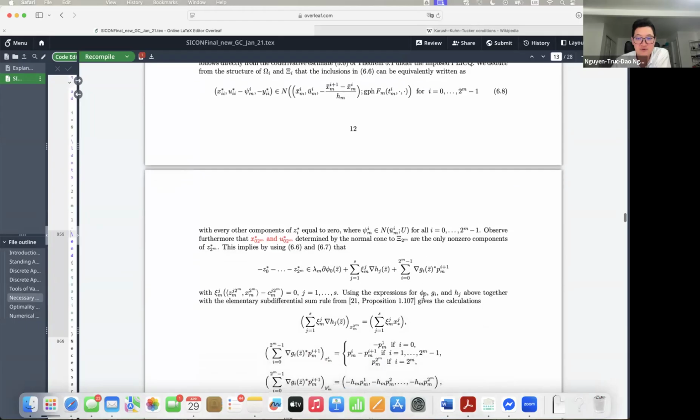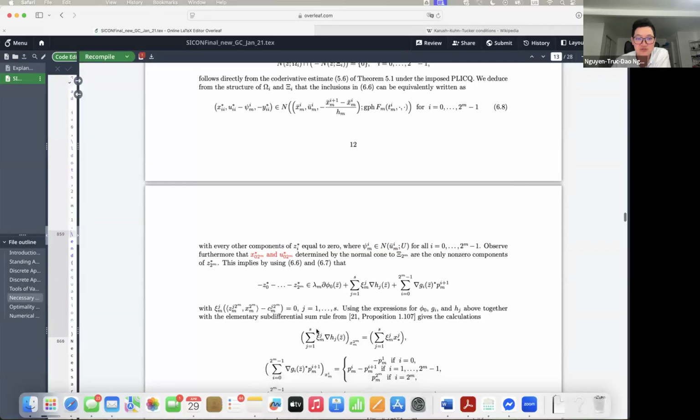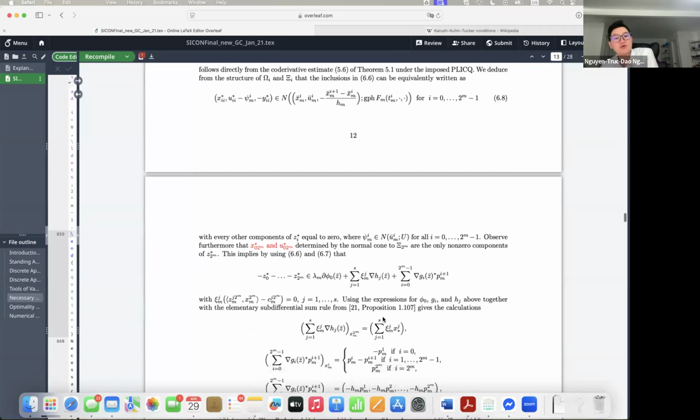Using the expressions for phi 0, GI, HJ above together with the elementary subdifferential sum rule. The subdifferential sum rule means that when you have the subdifferential of f plus g, it gives you the subdifferential of f plus the subdifferential of g, but there will be some assumptions for the functions f and g here. Okay, you can see the book for more details for this proposition.